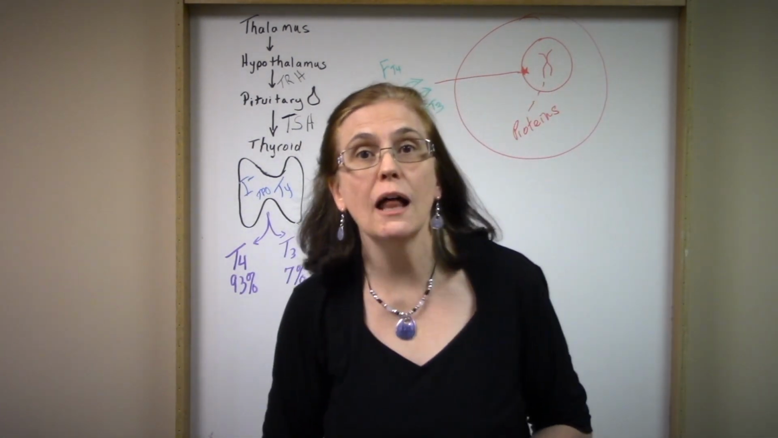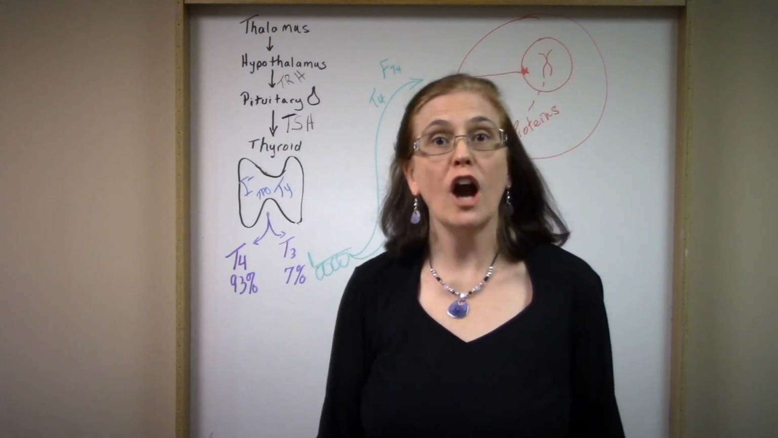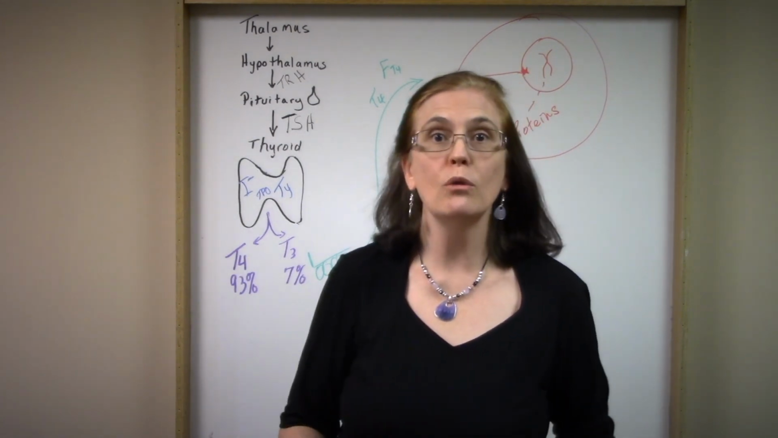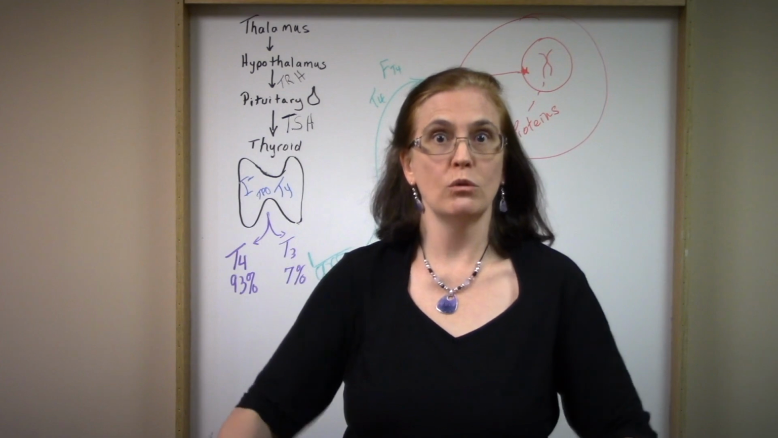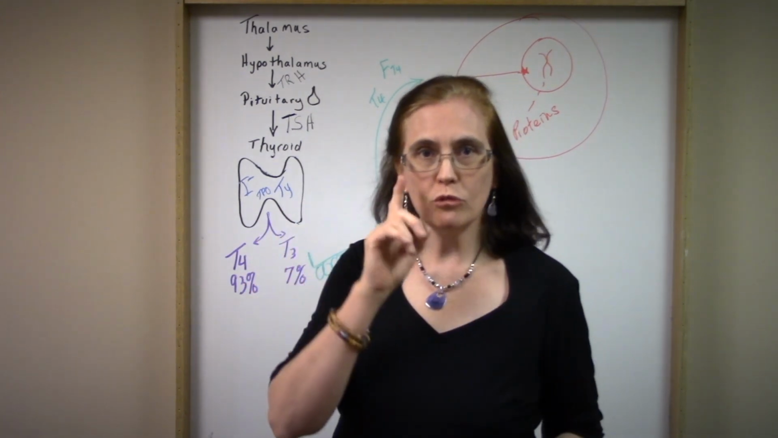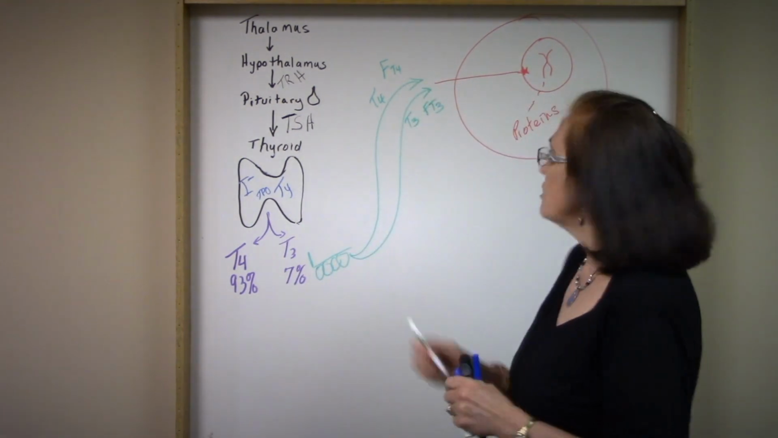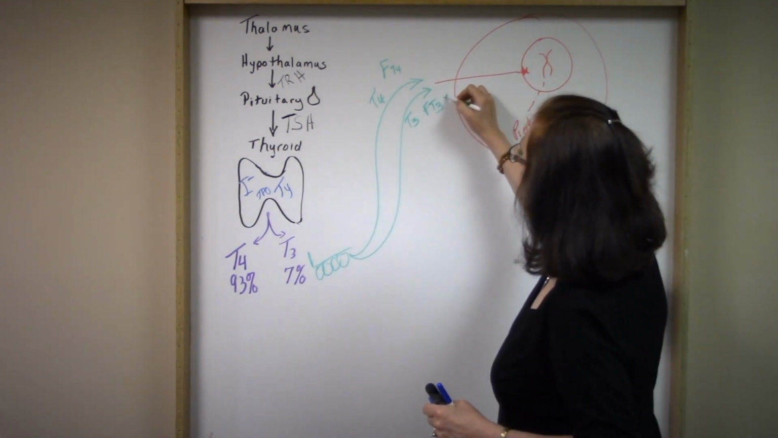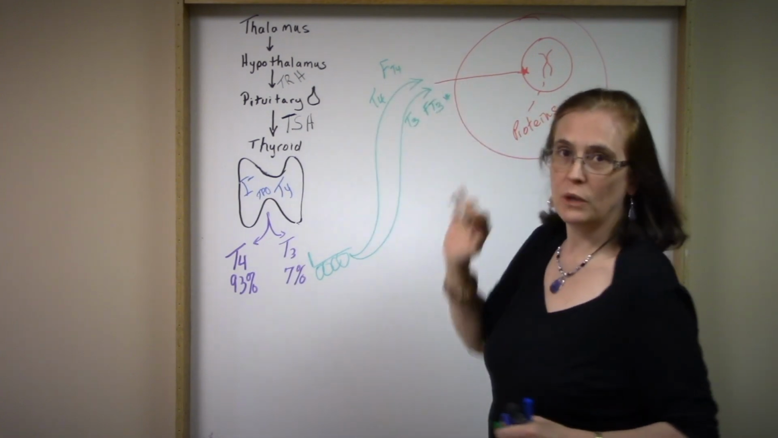So if you're a nerve cell, you're going to conduct nerve impulses. If you're a heart cell, you're going to contract. If you're a bone cell, you're going to go grow and make bone tissue. So all of the cells in the body require the thyroid hormone. Remember once again that the T3 is the stronger hormone, T4 is a weak hormone.